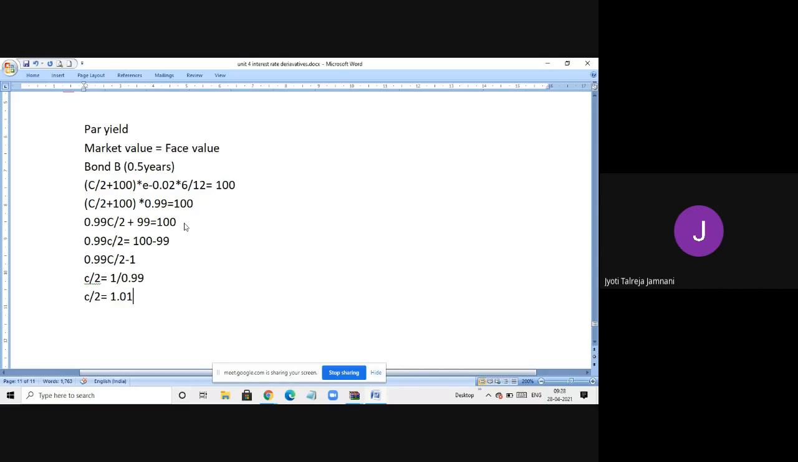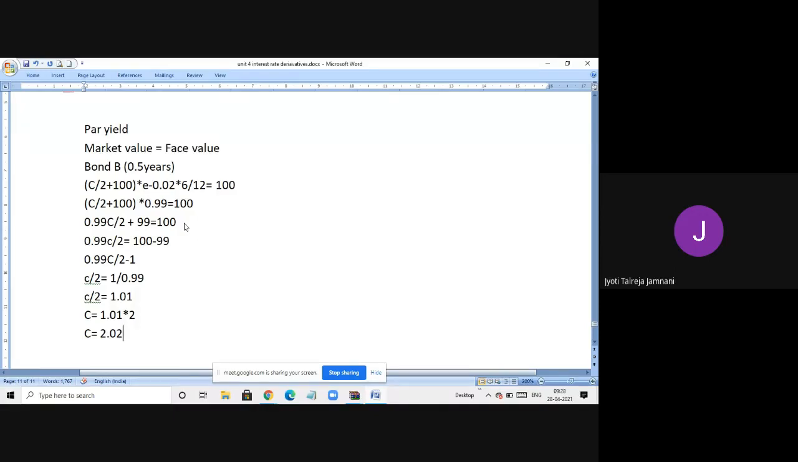If I take that to this side, division will become multiplication. So C will be equal to 1.01 into 2, which is 2.02. So this is the half yearly interest that you're going to receive. Sorry, the yearly amount, because that divide by 2 we brought this side. Half yearly was 1.01, now I multiplied it by 2 times in a year. So the yearly interest rate is 2.02% that you're going to receive.